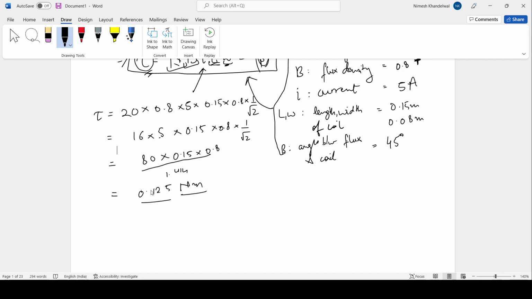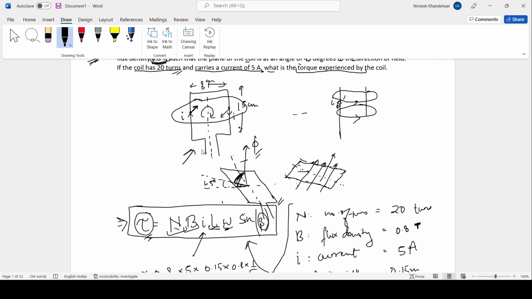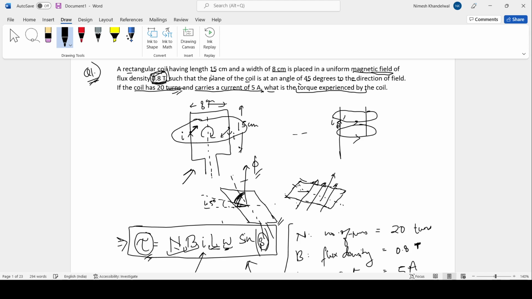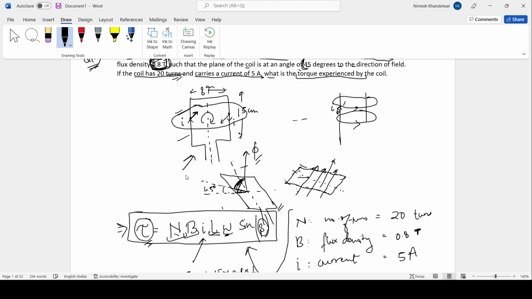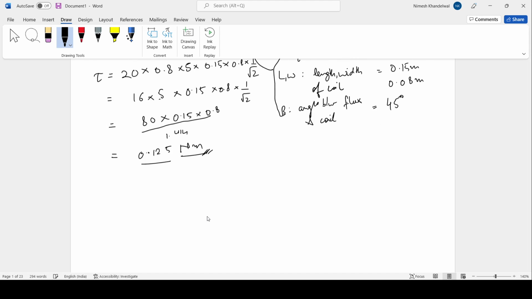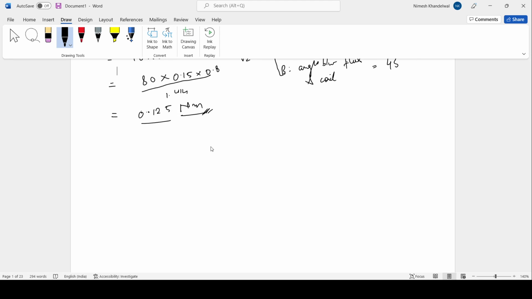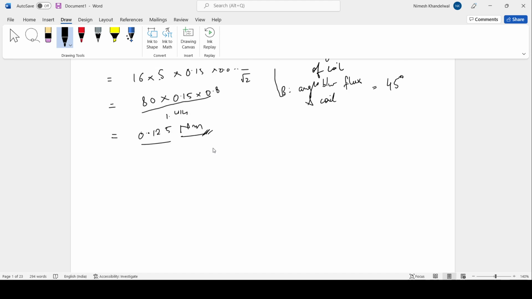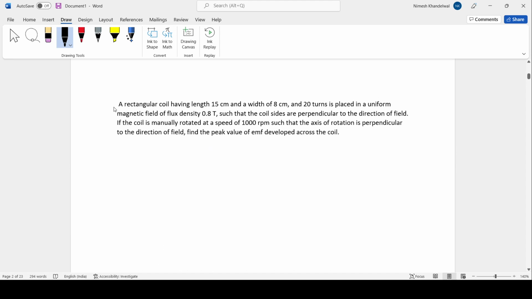So basically, for the given coil with 20 turns, the given length and the given width, and at this particular angle, in such a magnetic field, this coil will experience a torque of 0.125 Newton meter. This is a pretty straightforward question. So let us move to the next kind of questions. This is Q2.